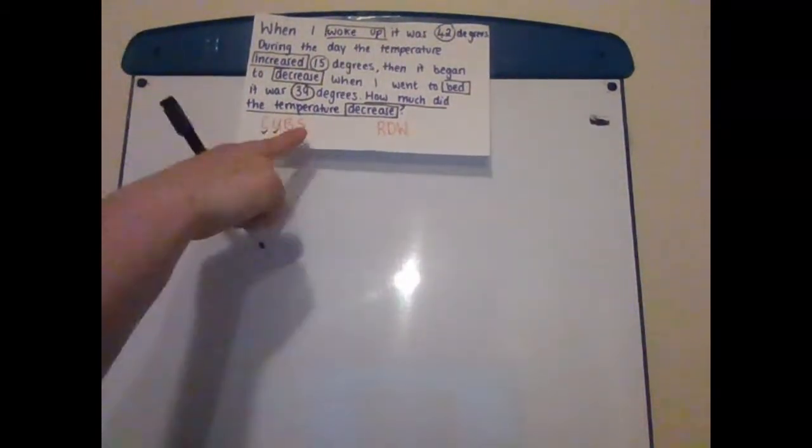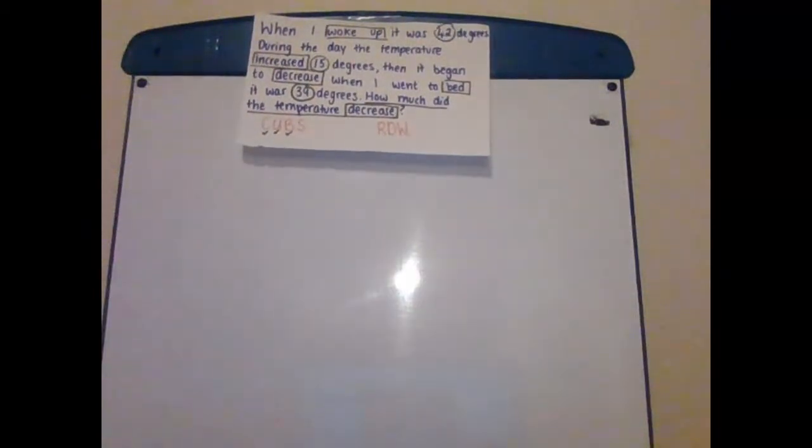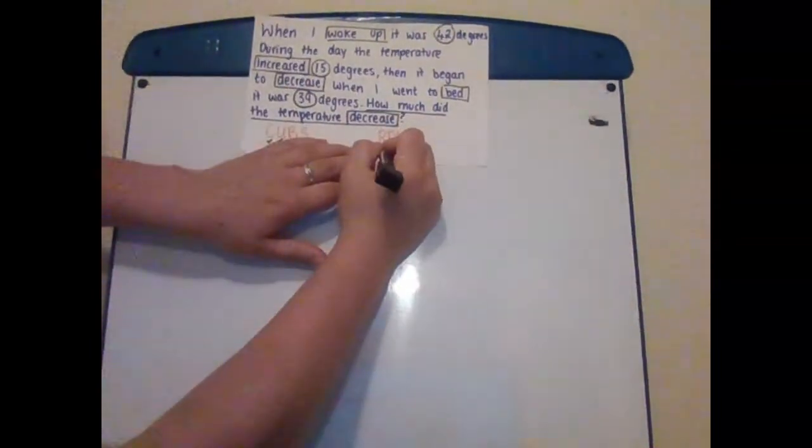Now it's time for me to solve, but to solve, I need to do RDW, read, draw, write. So I'm going to read the question over again. When I woke up, it was 42 degrees. During the day, the temperature increased 15 degrees. Then it began to decrease. When I went to bed, it was 39 degrees. How much did the temperature decrease? Okay, so I've read the question again.